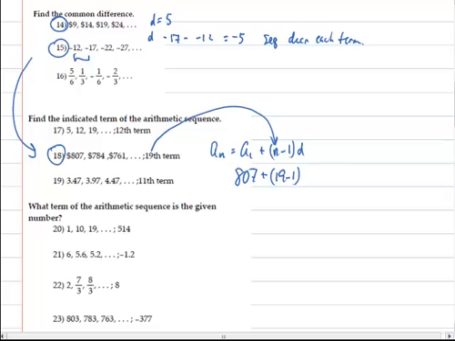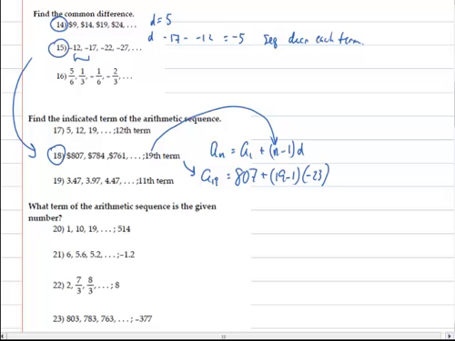And the difference here is, I'm going to just use my calculator, 784 minus 807. And that's a negative 23 difference. And that will give me the 19th term. So I'll just use my calculator for that. 807 plus the quantity 19 minus 1 times negative 23.